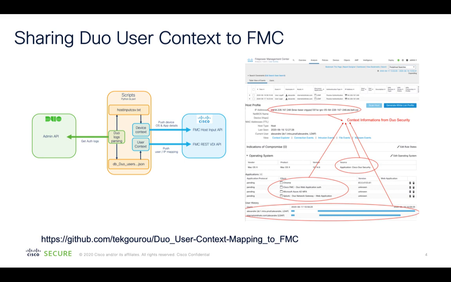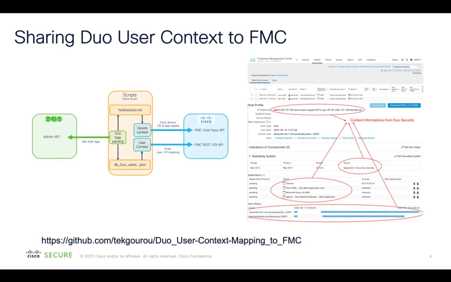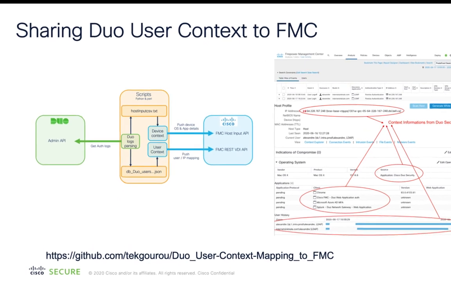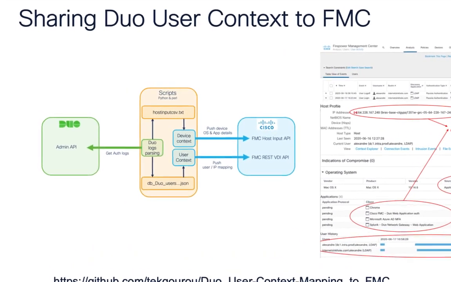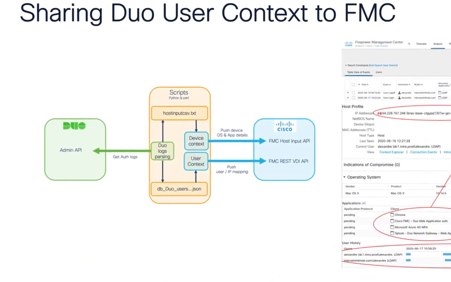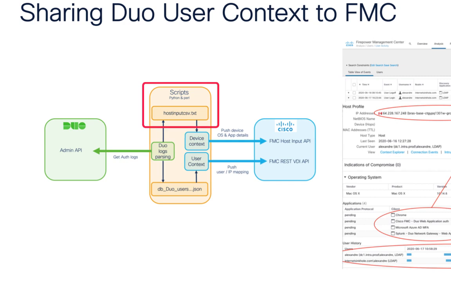I have not reinvented the wheel here. There's already a public script available on Cisco.com in the FMC folder to import a host profile from the AMP console into FMC. Unfortunately, it's a Perl script. I'm not a big fan of Perl. I learned Python a couple of years ago, so I prefer to play with Python.